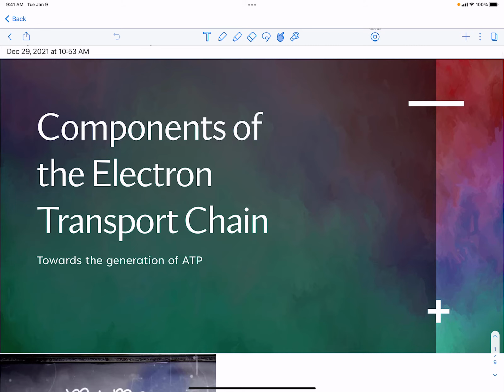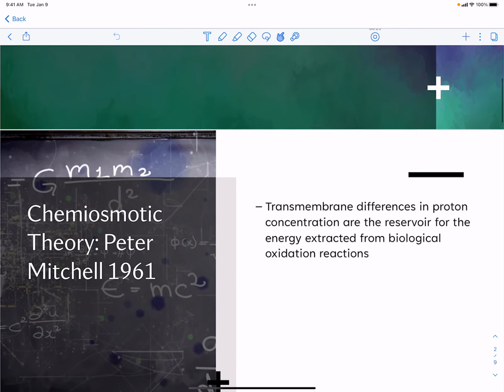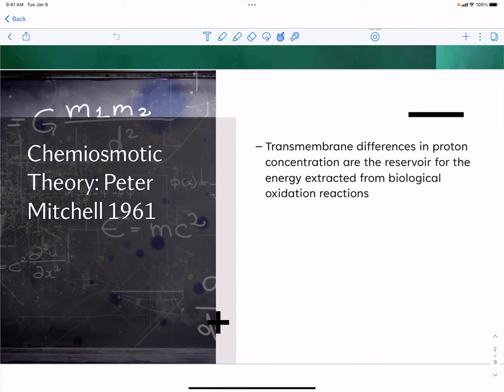So here we're going to talk about components of the electron transport chain. Now there's the chemiosmotic theory, which was introduced by Peter Mitchell in 1961, and this was trying to help explain how ATP is going to be made. There's going to be differences in proton concentrations, and these differences are going to enable energy to be extracted from oxidative reactions.